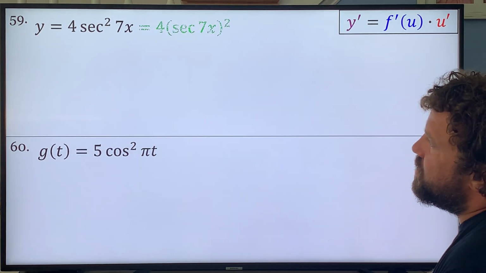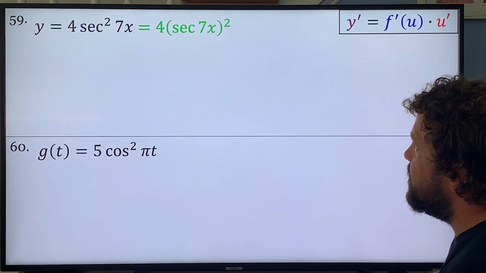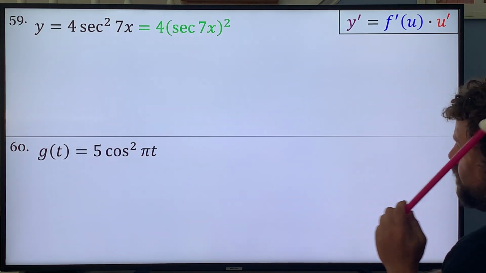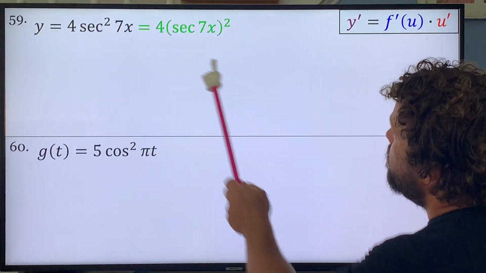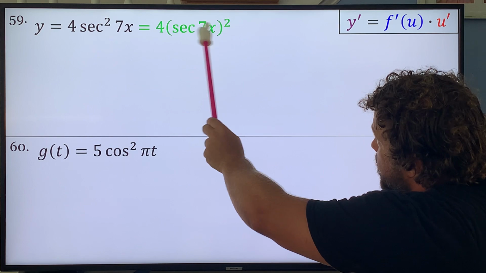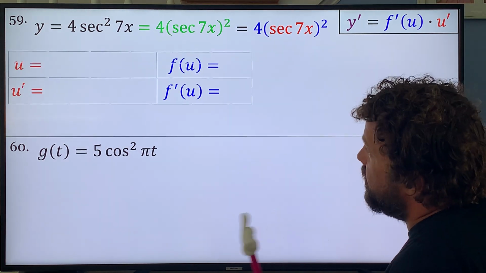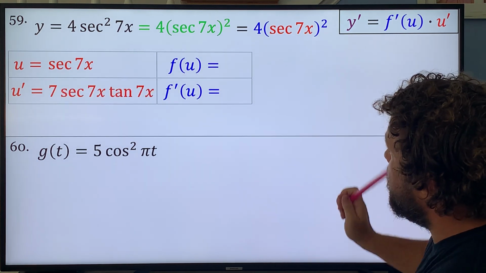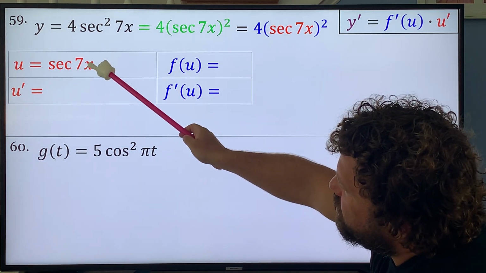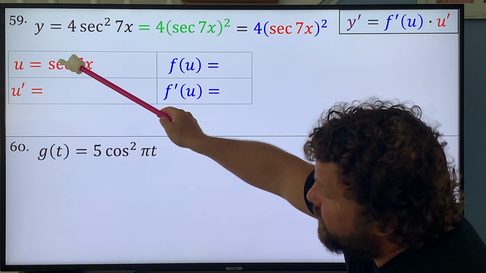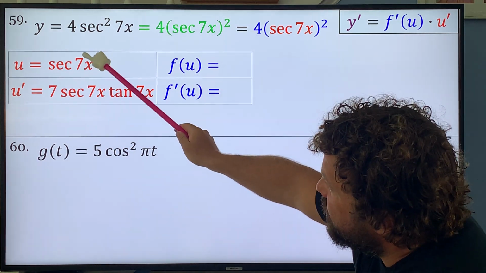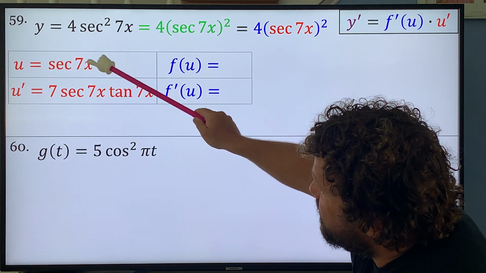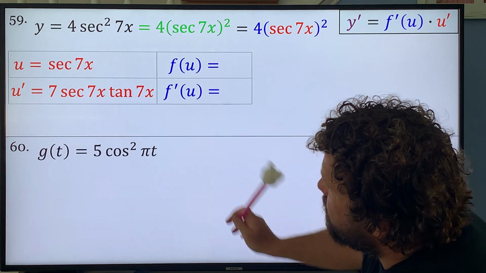59. Let's look. That's the same as 4 secant 7x quantity squared. So, my first u, 4u squared. So, secant 7x is my u, I could see. All right, f of u, 4u squared. I went out of order. So, the derivative of this would be 7, and the derivative of secant is secant tan. So, it's 7 secant 7x tan 7x.